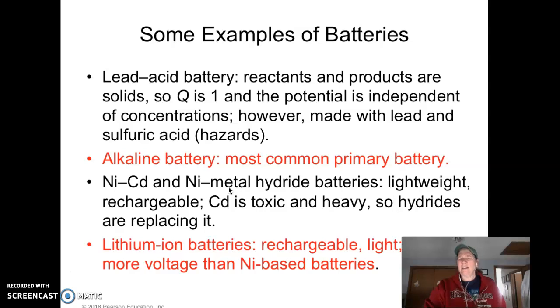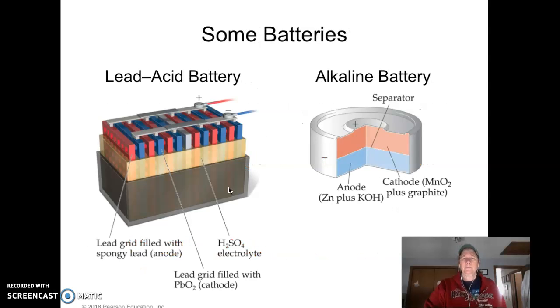I know I have a Vexilar that I fish with, and I had a nickel cadmium battery, and now I've replaced it with a lithium battery, and it goes forever. I seldom have to plug it in and recharge it.